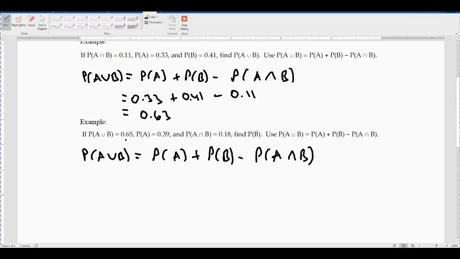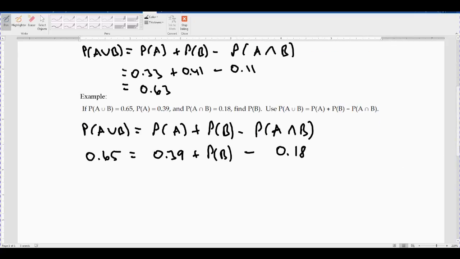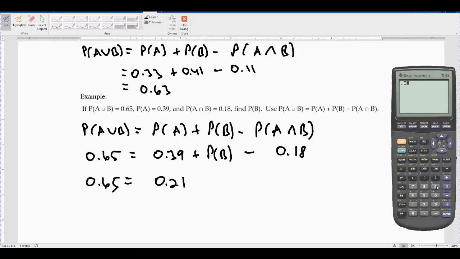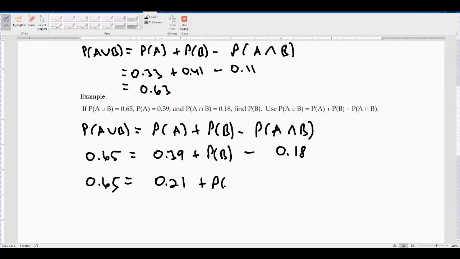So we have the probability of A or B is 0.65. The probability of A is 0.39, and the intersection is 0.18, with the minus sign. We don't know what the probability of B is, so we're going to use this formula to help us find it. So we're going to solve this as an algebraic problem. If you remember anything about algebra, you want to subtract 0.39 minus 0.18. They're already on the same side, and hopefully you see there's 0.21. If you're not convinced, type it in, 0.39 minus 0.18, and then bring down the plus probability of B.